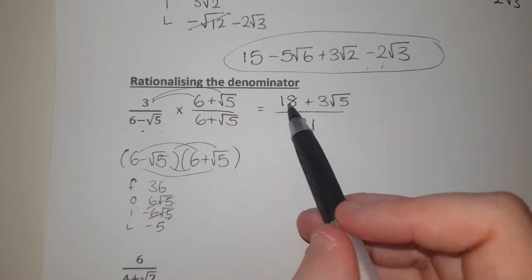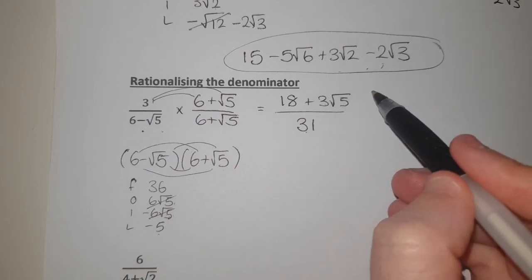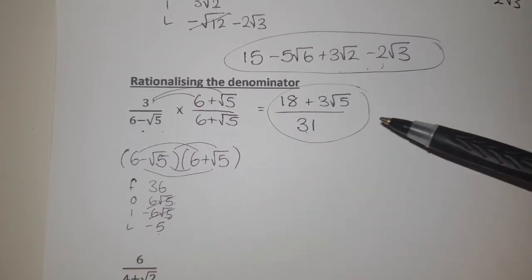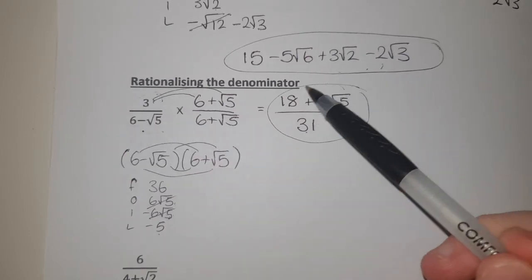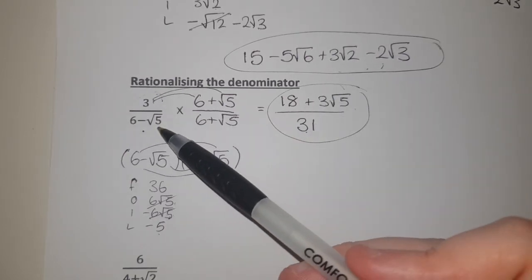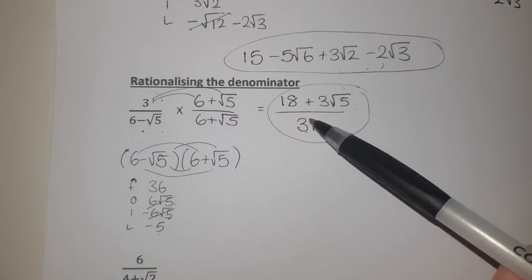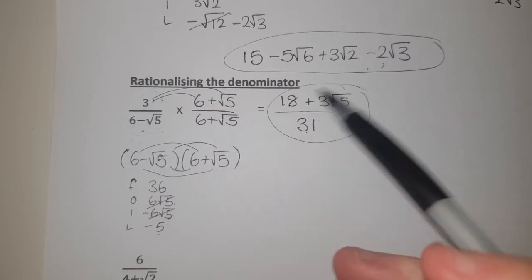And that's it. There's nothing that's common to those 3 numbers, so that is as neat as it's going to get. Now, quite often these come up as show that questions. So it'll just say show that this can be written as this. You just need to know that to get from there to there, you're rationalising the denominator. So you use this method.